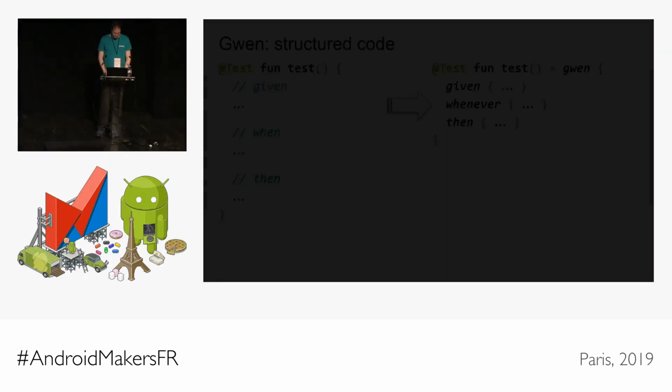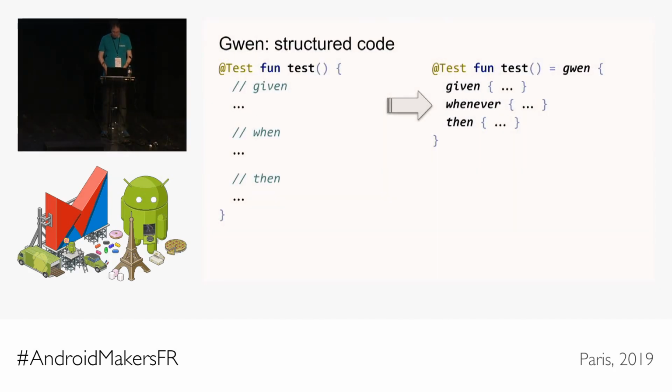So first, I will start with creating the basic structure. This Gwen structure, some may be familiar with it. It's based on Shazam's Gwen, which was written for Java unit tests. It's also using the language of the acceptance criteria, and the comment blocks that we had before. They become first-class citizens, and they give us a scope that we can use.